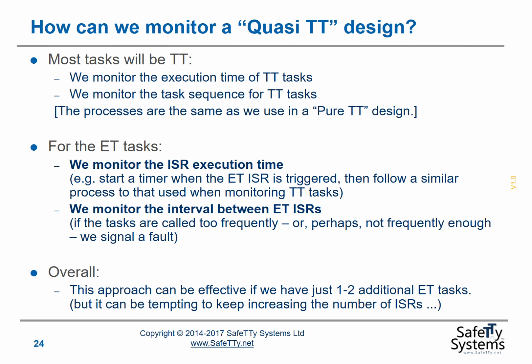Overall, this approach can be effective if we have just one to two additional event-triggered tasks. One of the challenges with such a system is that once we start adding one or two additional tasks, somebody will add a third or a fourth or a fifth, and before very long it becomes much more difficult to be confident that our system will operate as required.